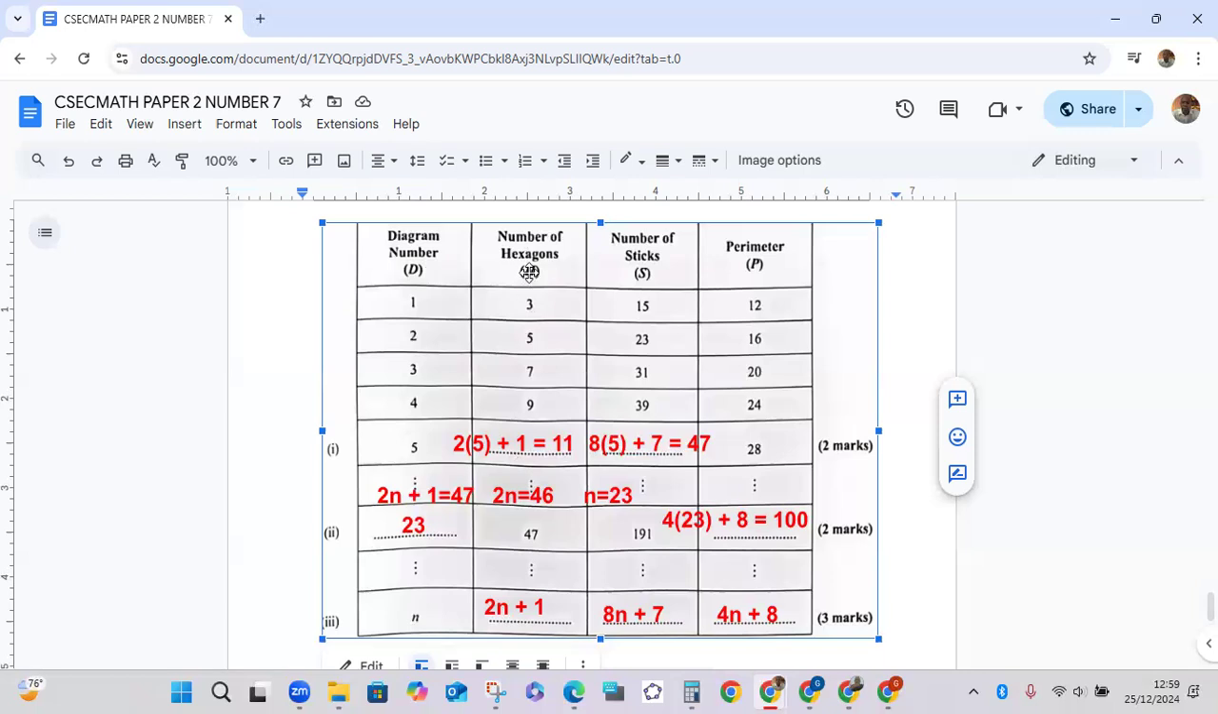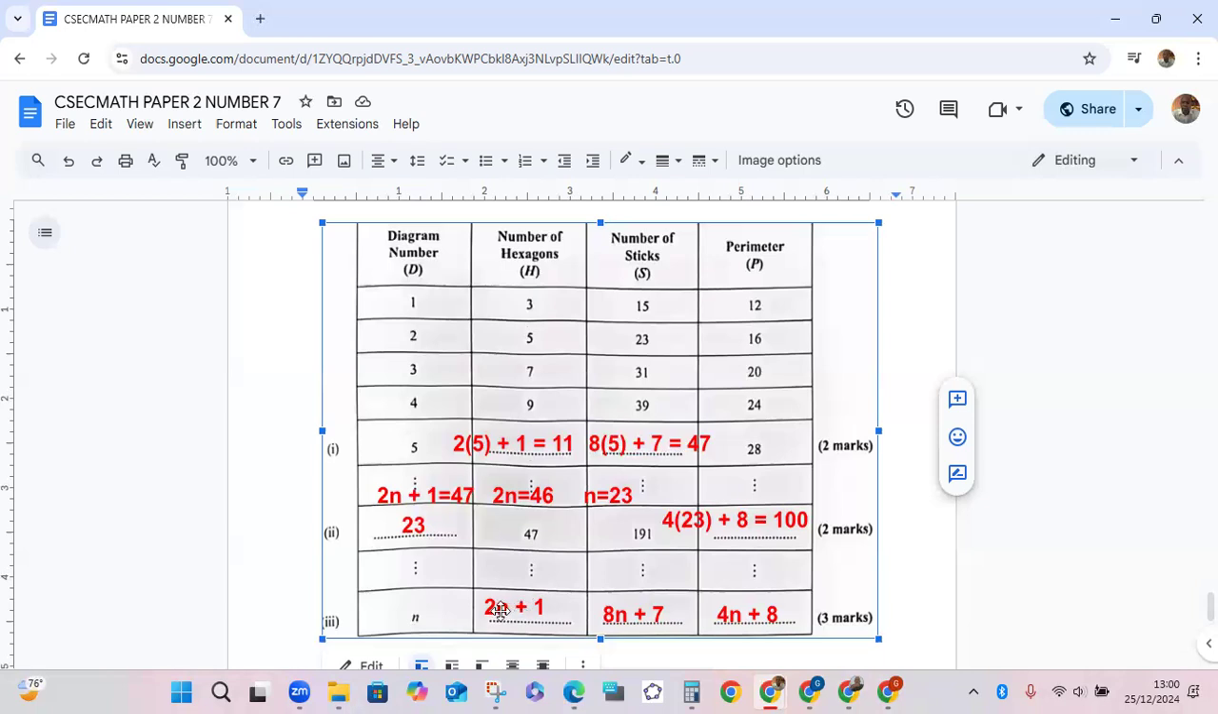3 minus 1 is 2. 5 minus 3 is 2. So therefore, the starting point is 1. And that will play the role as c. So the formula is 2n plus 1. It's like y is equal to mx plus c. And it's a linear expression. Once the difference is common, the expression will be linear.